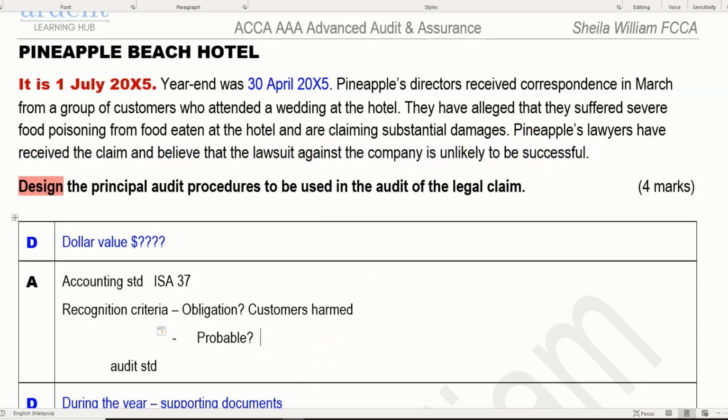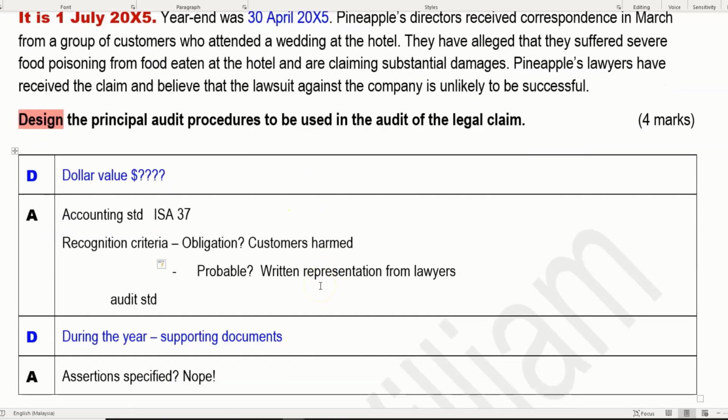So what we're going to do here is we're going to obtain written representations from Pineapple's lawyers. From the scenario, we're not sure whether anything has been put down in writing or not. It just says that the lawyers believe that the lawsuit against the company is unlikely to be successful. So we need to get something down in writing. So we're finished on the area of recognition criteria.